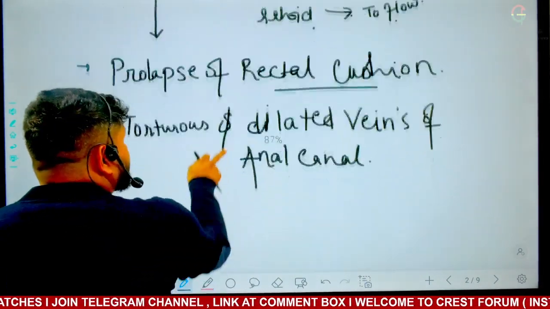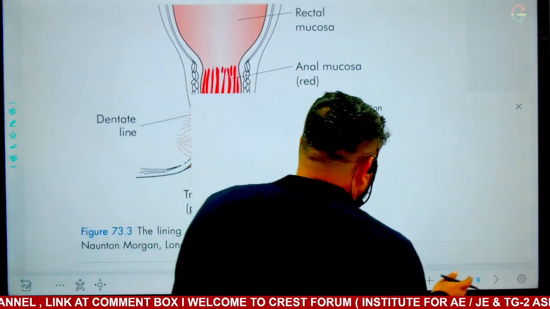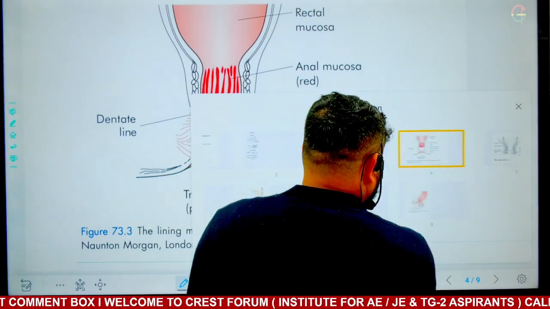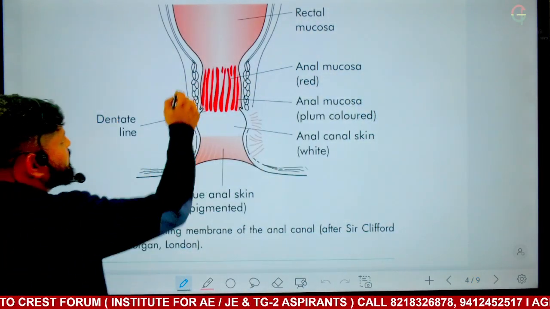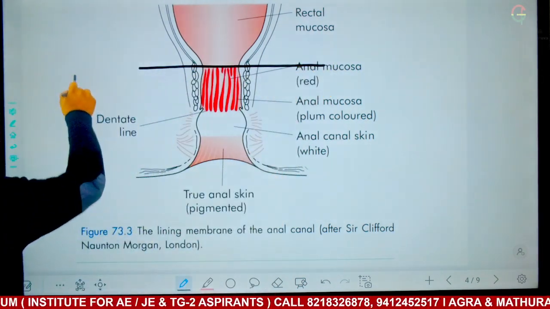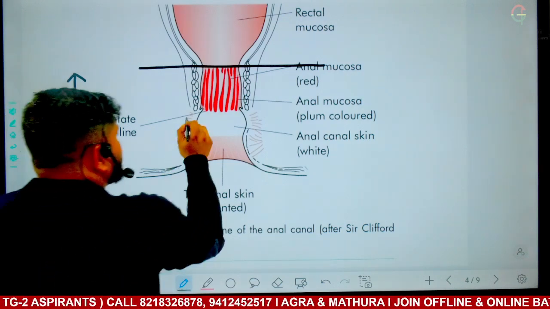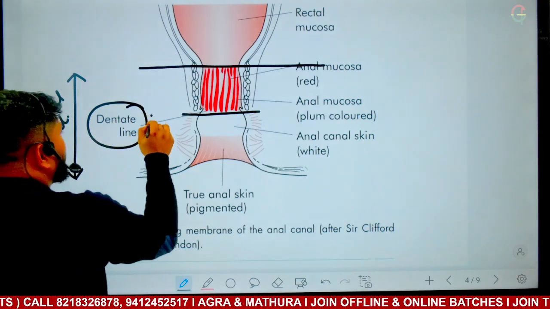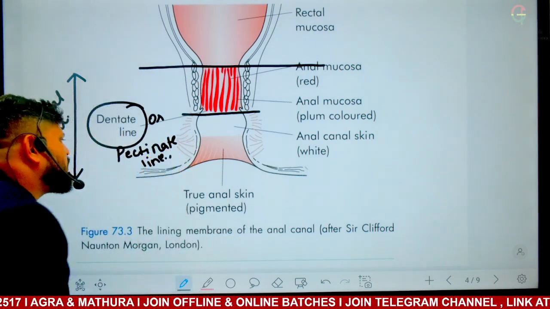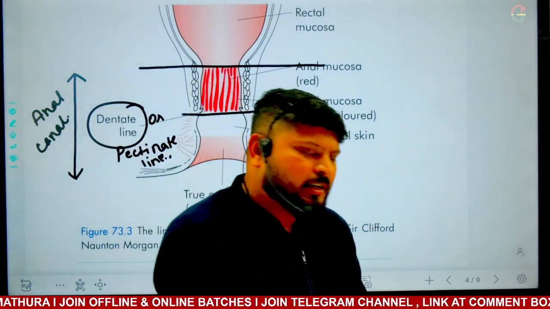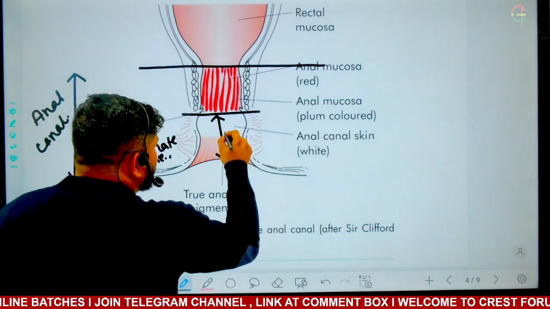As you can appreciate in this picture, this is the anal canal. This is the dentate line or pectinate line. Both are the same; some books write dentate line and some books write pectinate line. From the anal verge to the dentate line it is about 2.5 centimeter.